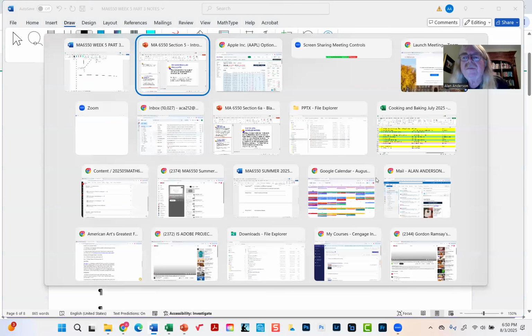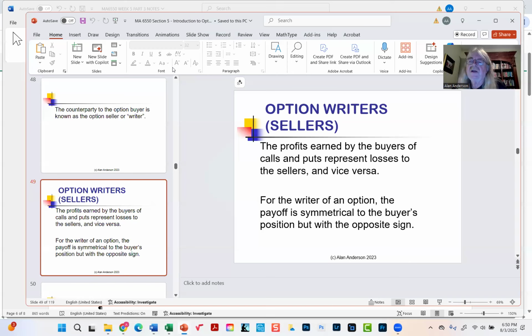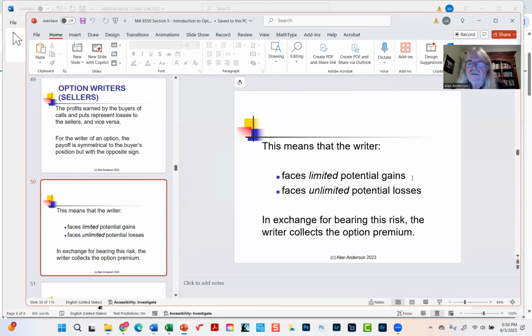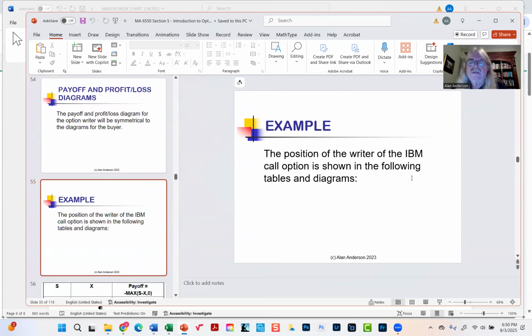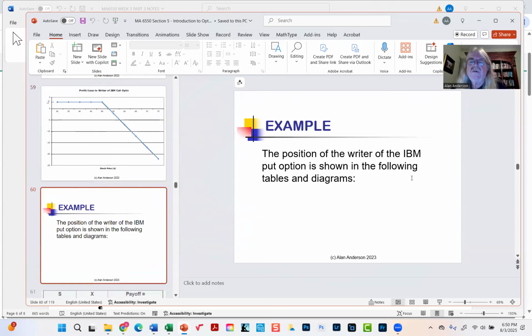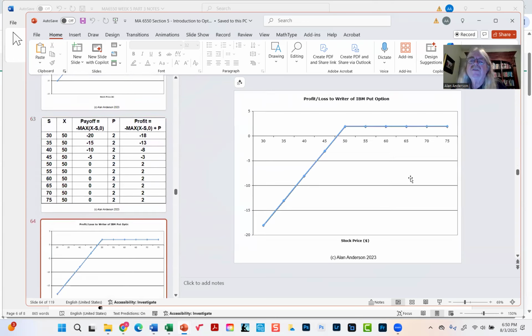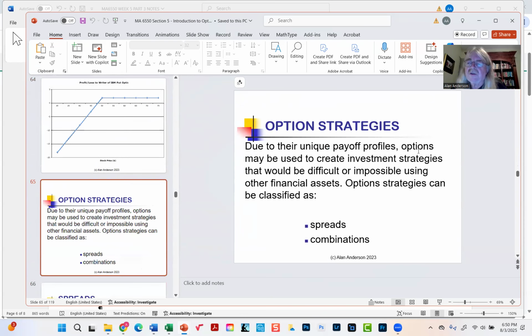So those are the basic positions: call buyers, call sellers, put buyers, put sellers. And so we summarized all these. Now, as I mentioned before, there's some very interesting strategies that we can create with these four basic positions. And many of them fall into one of these two categories. We have spreads and we have combinations.